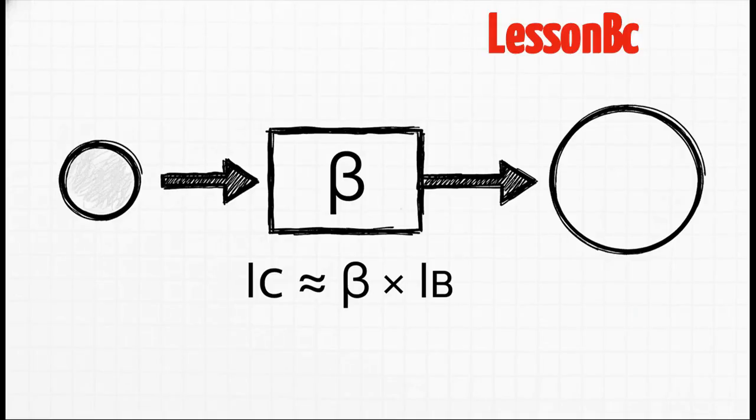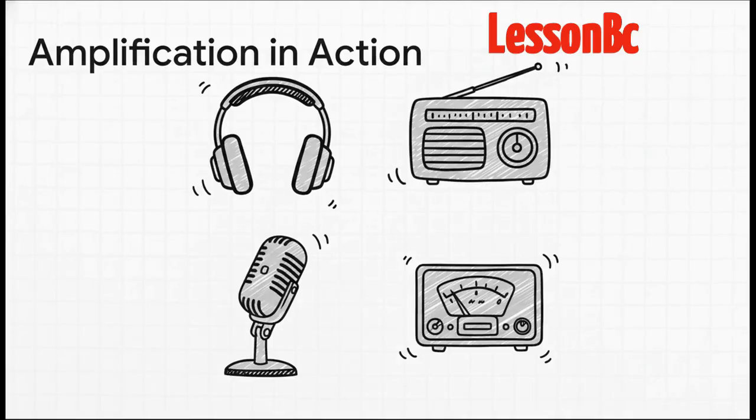Now, if we want to get just a tiny bit technical, this is where that beta value, or what's called current gain, comes into play. Just think of beta as a multiplier. For every 1 unit of current you put into the base, you get beta times that amount of current out of the collector. So if your beta is 100, a tiny signal instantly becomes 100 times stronger, and that, my friends, is amplification. And where do we see this in action?